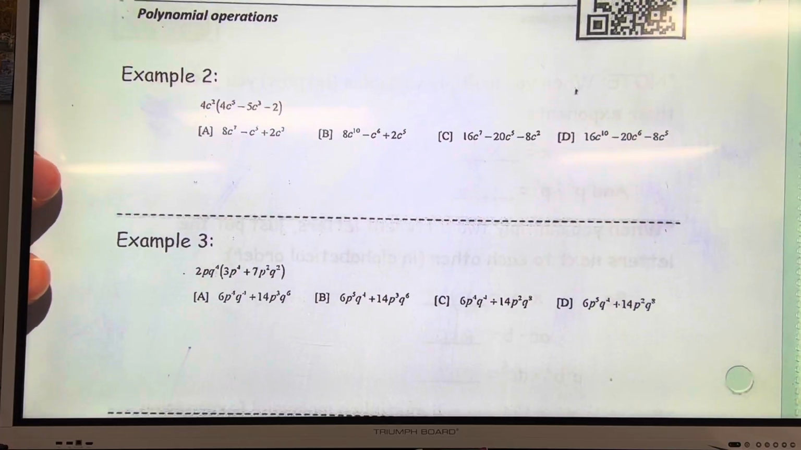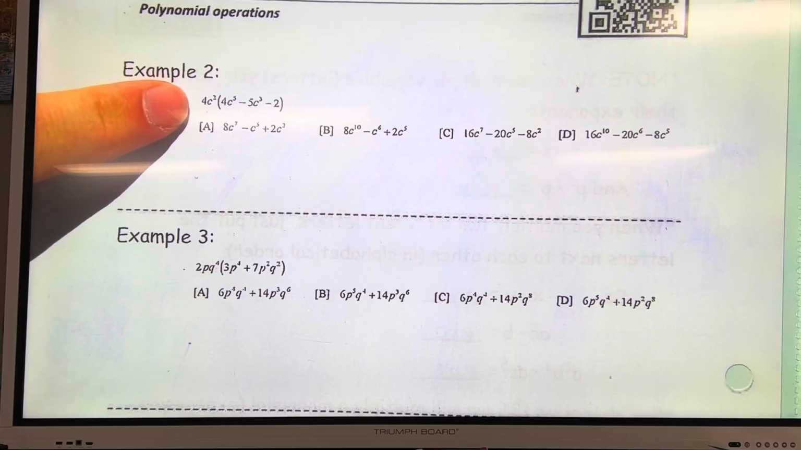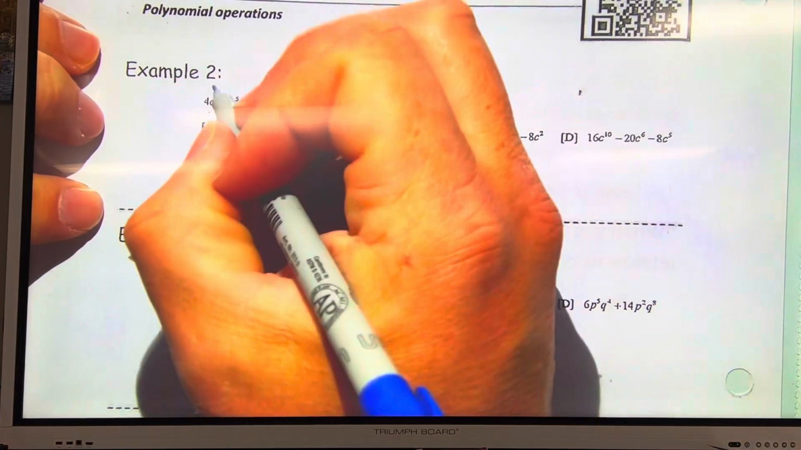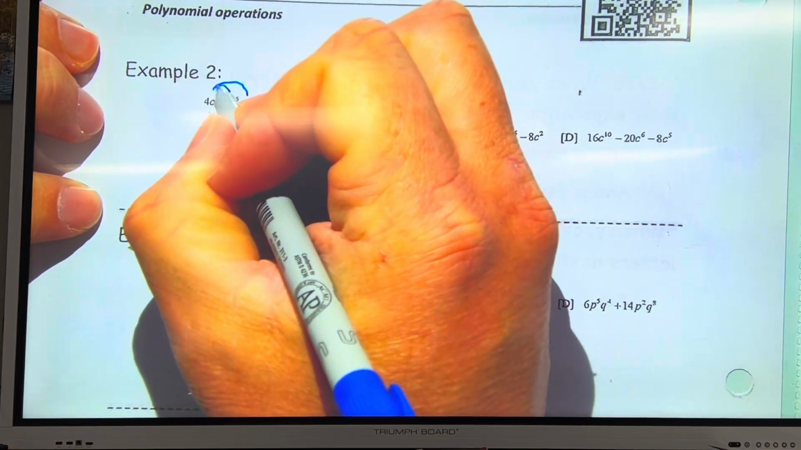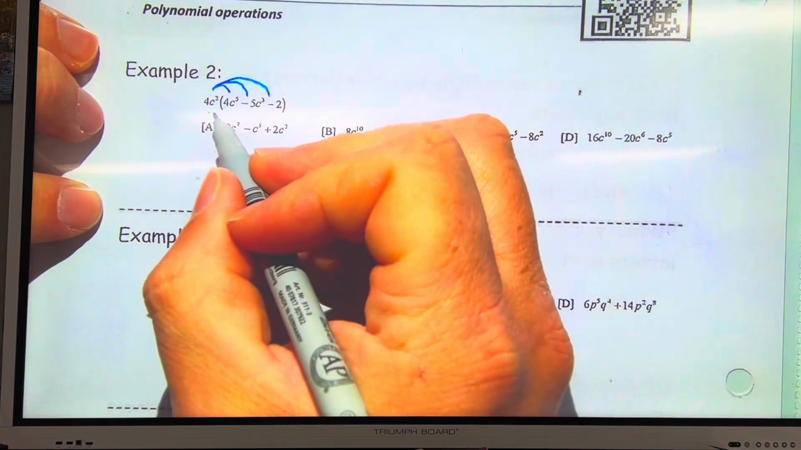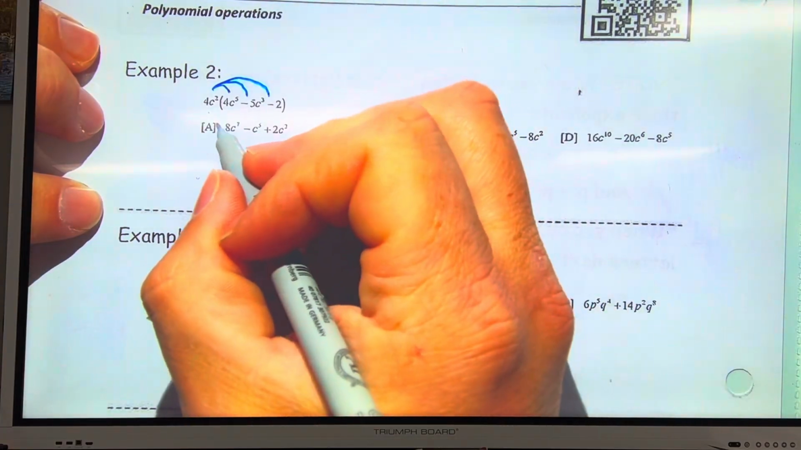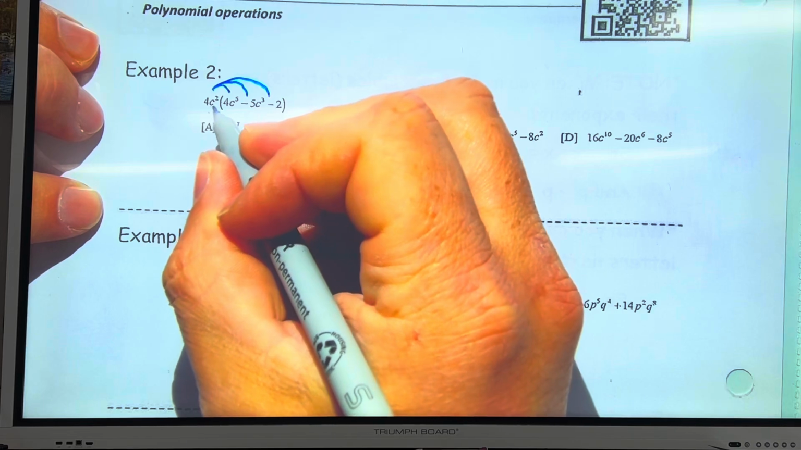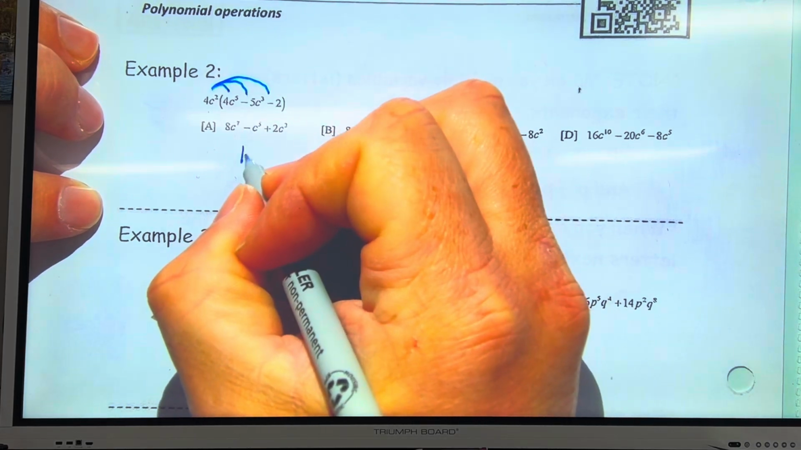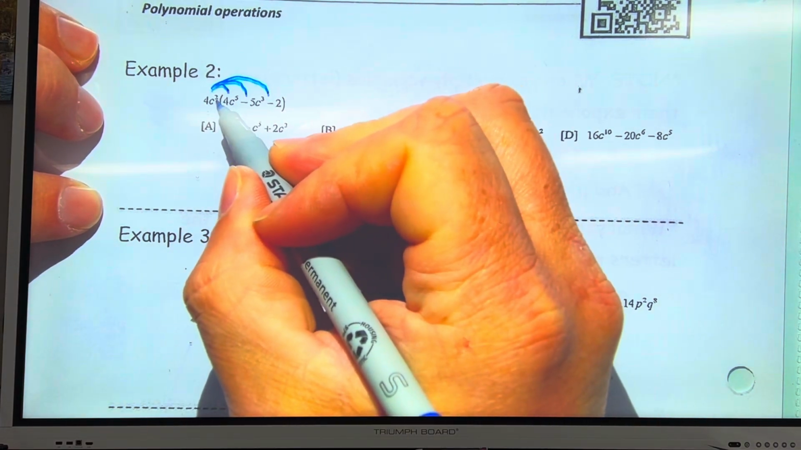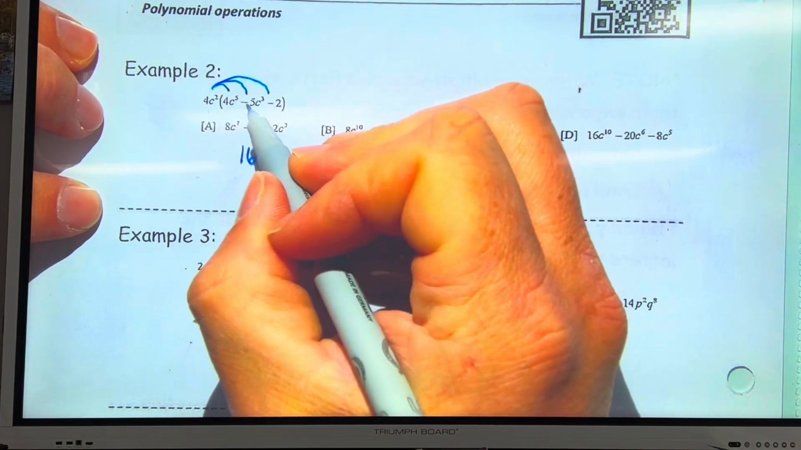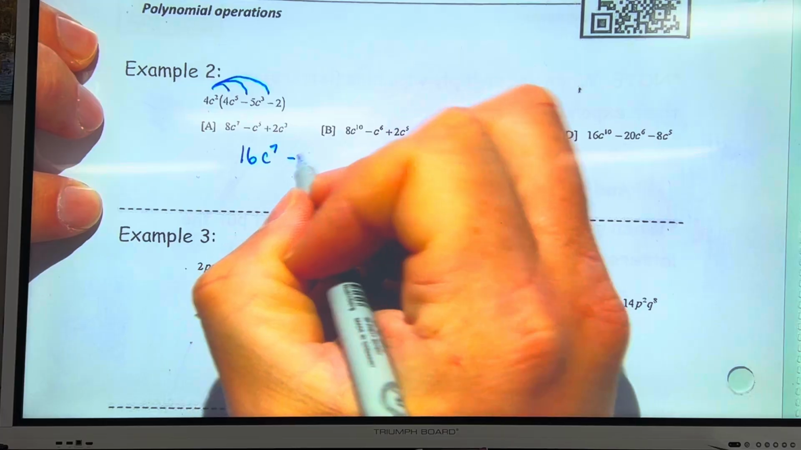All right, example 2 here, same deal. We've got a 4c squared, but we've got a little bit longer polynomial here, but it's the same exact thing. I'm just doing the same steps over and over again. So I've got 4c squared, times 5c. So remember, I'm going to multiply the coefficients together. I'm going to get 16. And then I'm going to add the exponents together. So that's 7. And then I've got 4 times negative 5, which is negative 20.